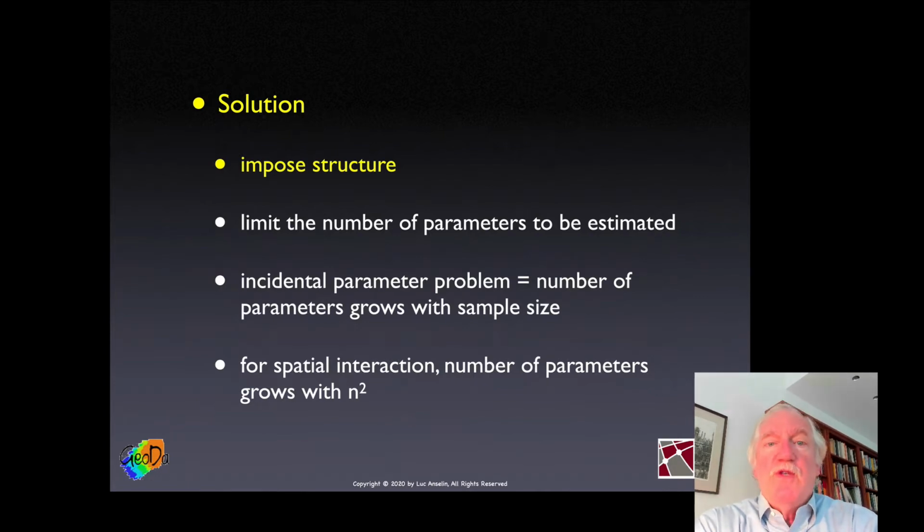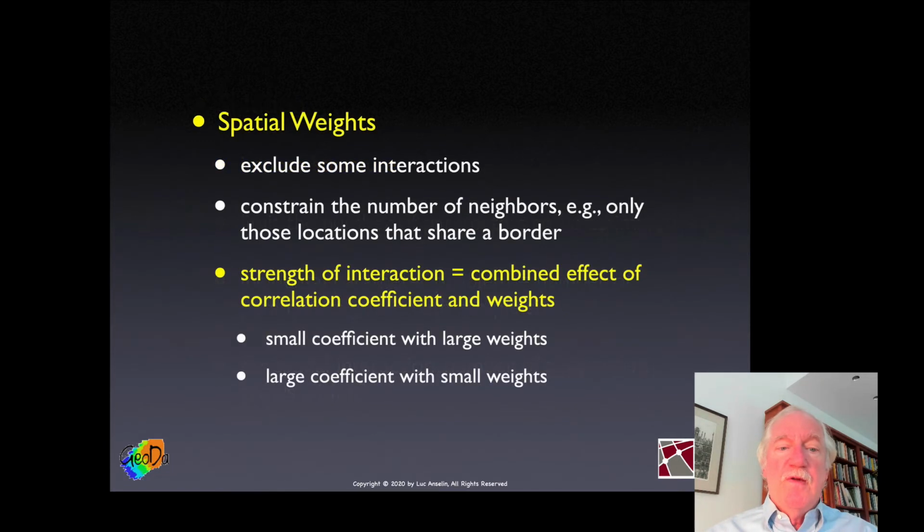So the only way to deal with it is to give up on trying to estimate all the interactions and to simplify the problem by imposing some structure. And in essence, that structure boils down to saying we will ignore the interactions between certain pairs of observations. And so which are the ones that we will then focus on? Those are our neighbors, which will be formalized in the spatial weights. So the spatial weights are constructed to exclude interactions.